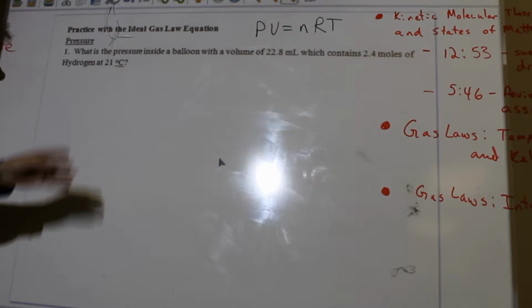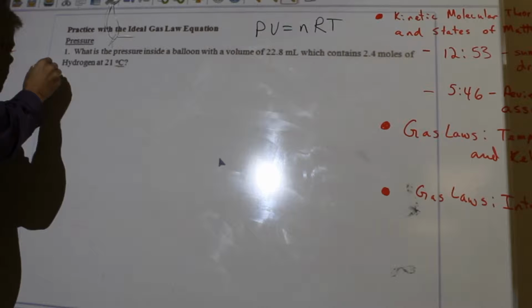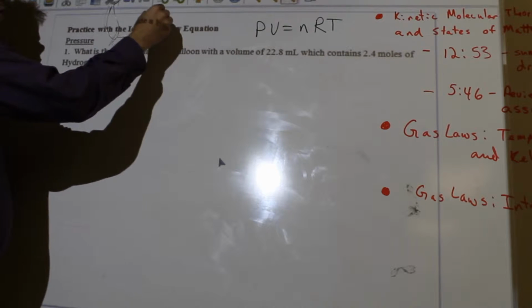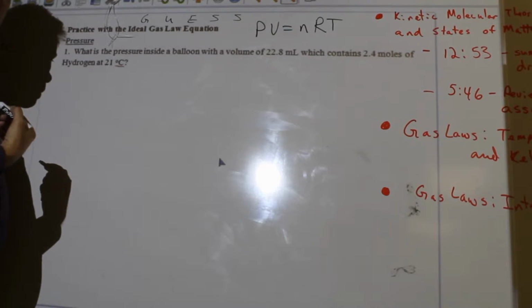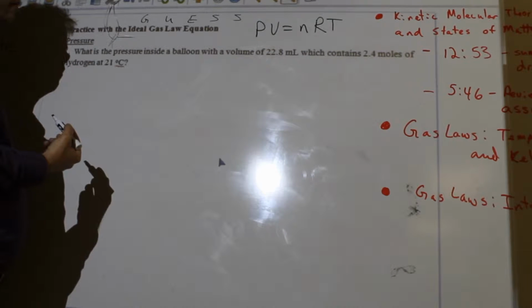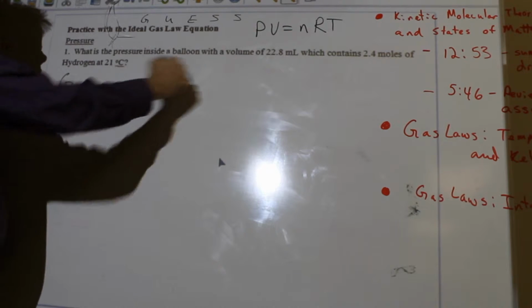So the first step when we're reading a word problem is we're going to do our GUESS method still. We're going to do our given, unknown, equation, substitute, and solve. Okay? So we're going to start with our givens, and we're going to do that as we read.